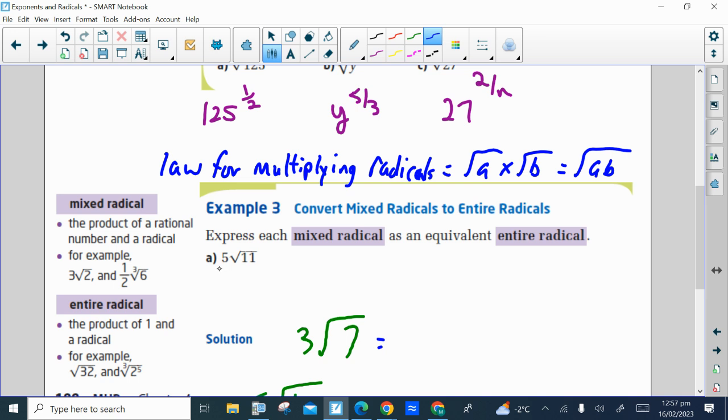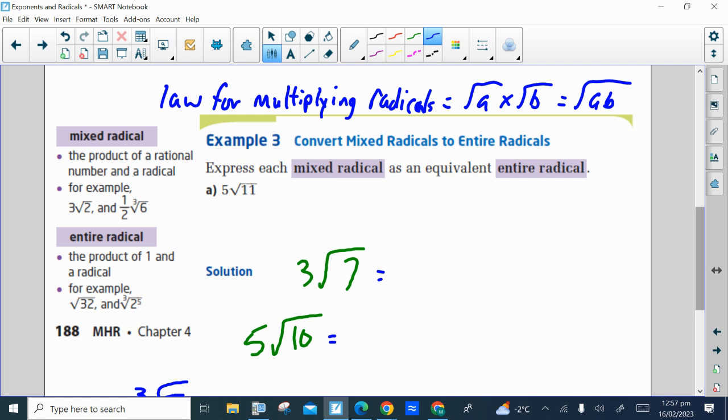So what that means is if we can write both of these numbers here, that these are mixed radicals, if we can write both of them as radicals, then we can multiply them together and write it as a single radical. Again, right now, these are all mixed radicals because it's a mixture of a rational number in front times a radical. We want to write these as entire radicals. We want to get rid of the number in front. And it goes up to this rule for multiplying radicals that we're going to use.